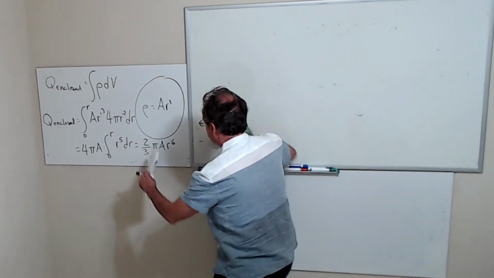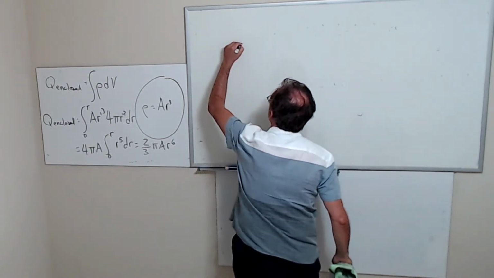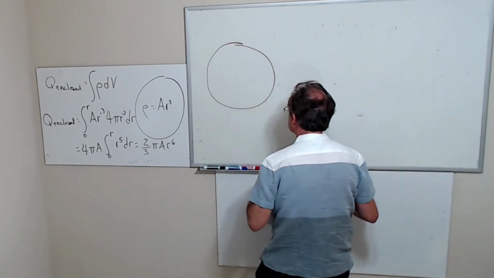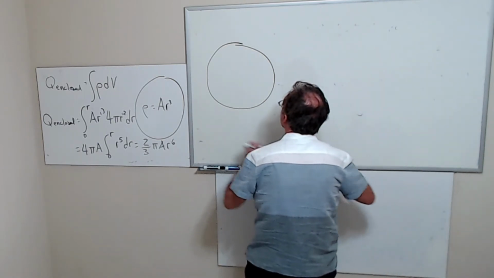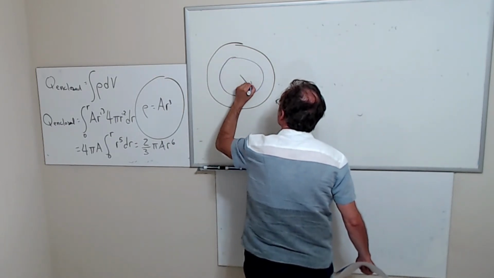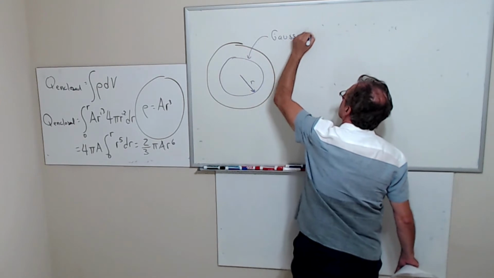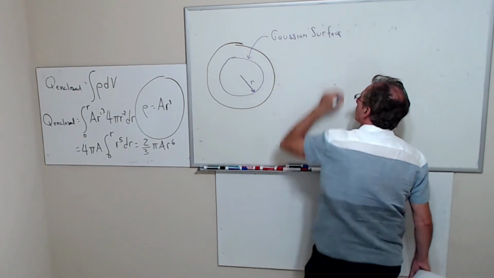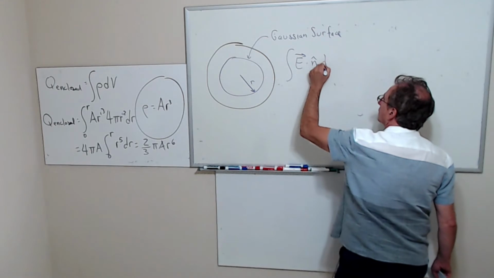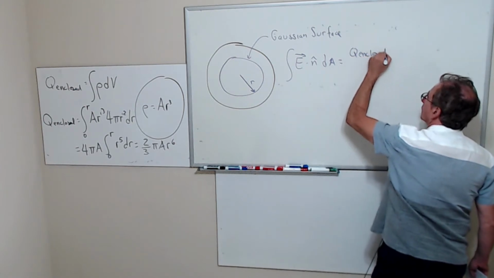Remember, this is based on homework 1, problem 9. I'm going to draw the sphere again. And my Gaussian surface is inside. That's my Gaussian surface. So I'm going to take the integral of E dot n dA, and that's going to be Q enclosed over epsilon naught.